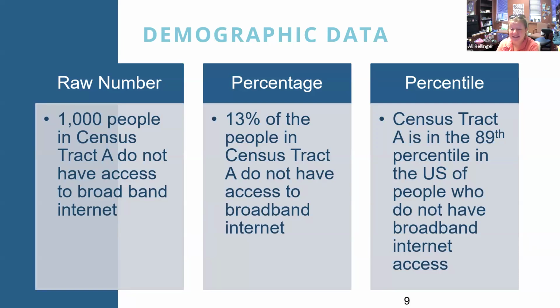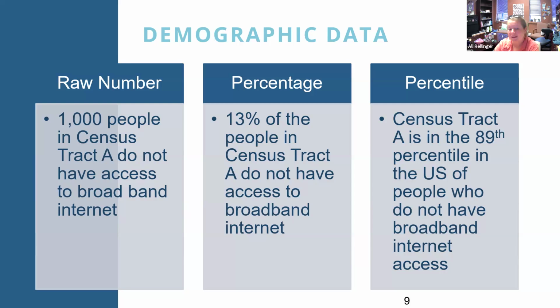We can do the same comparison across all of our census tracts. So 89th percentile means this tract is at 89 compared to all the other census tracts in broadband access. So this means that this community doesn't have as much access to broadband internet as other places in the United States.